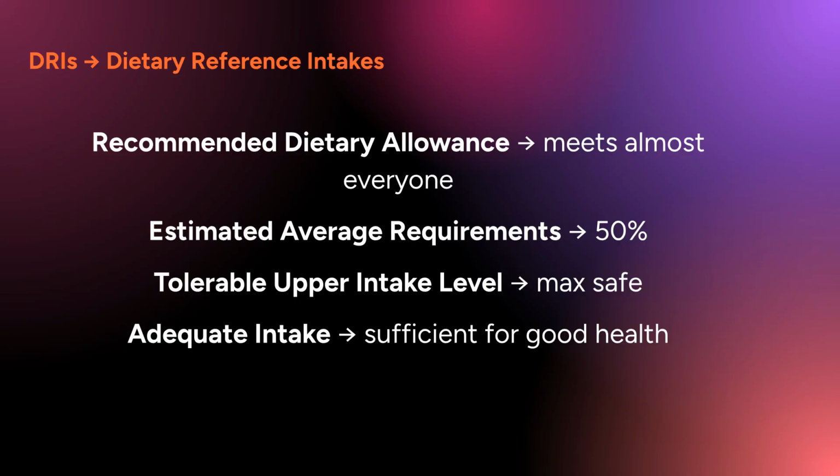The main ones to know are RDA. This is the recommended intake that meets the needs of almost everyone. EAR. This meets the needs of about 50% of people. UL. This is the upper limit, or the maximum safe intake. And AI, which is more of an estimate when there isn't enough data for an RDA.